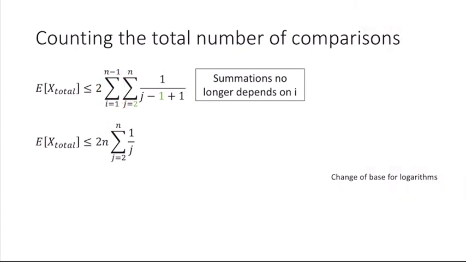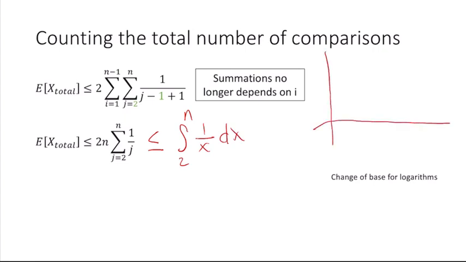Alright, the next step is to turn this into an integral, just because that's going to be easier for us to evaluate than the summation in this particular case. So it turns out if you have the discrete summation, that's less than or equal to the integral from 2 to n of 1 over x dx. And why is that? That's because of this particular series.